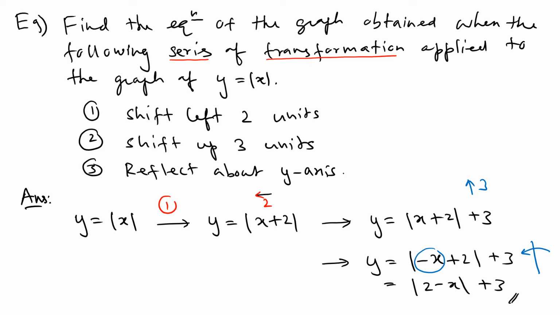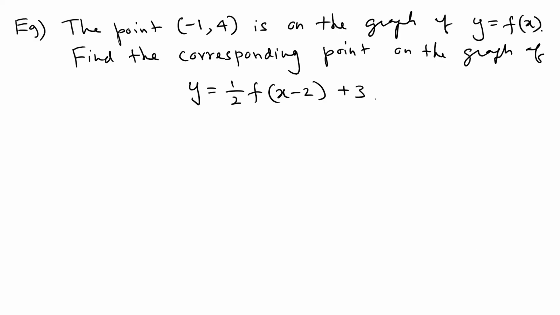That's the first practice problem. So let's do another one. How about the next one like this? What the next expression says: the point (-1, 4) is on the graph of y equals f(x). So find the corresponding point. What's the corresponding point? It means the image. Where is the image of that point? Find the corresponding point, or the image, of (-1, 4) on the graph of this function. If you add this transformation, where is the new point?